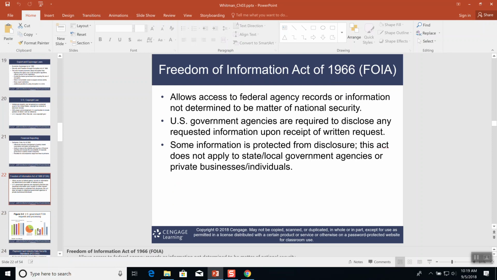Freedom of Information Act, 1966, allows access to federal agency records or information not determined to be a matter of national security. U.S. government agencies are required to disclose any requested information upon receipt of written request, and some information is protected from disclosure. This act does not apply to state, local government agencies, or private businesses, individuals. Now, there is kind of a Freedom of Information Act for states.